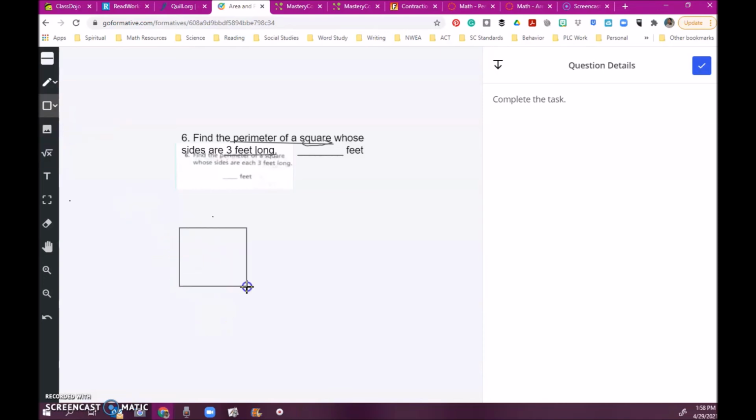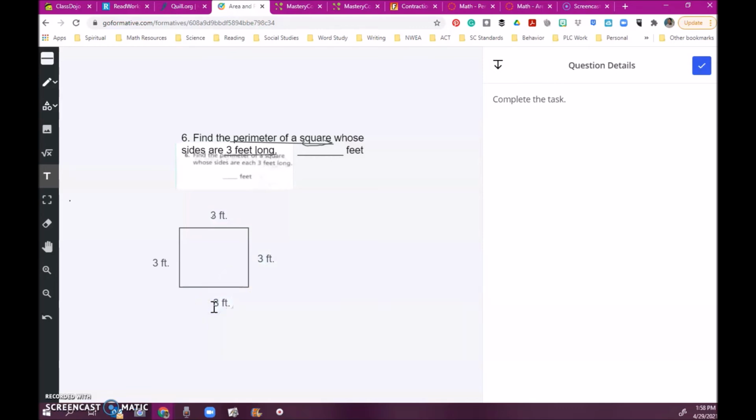So I put out a square and I needed to label each side 3 feet. So if this side is 3 feet, I noticed that they only gave me one measurement. But again, this is a quadrilateral. It has 4 sides. So in order to find the perimeter, I need 4 measurements. What I know about a square, though, is if this side is 3 feet, all the sides are equal, so they all have to be 3 feet. So I'm going to label all my sides 3 feet.